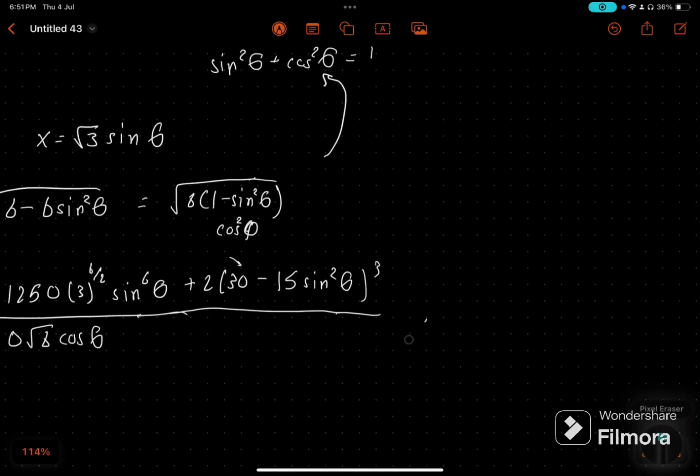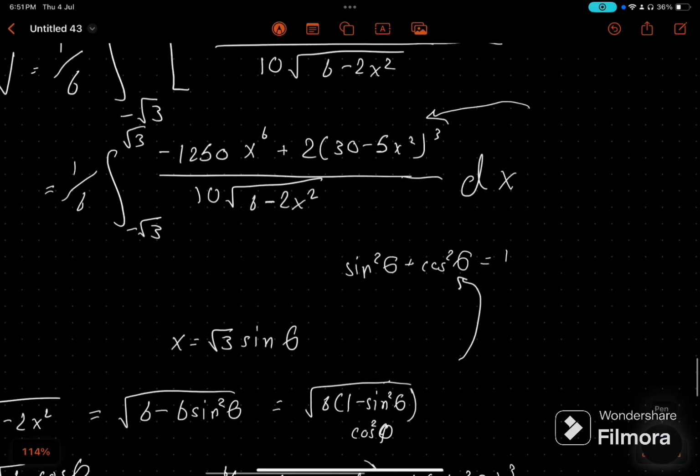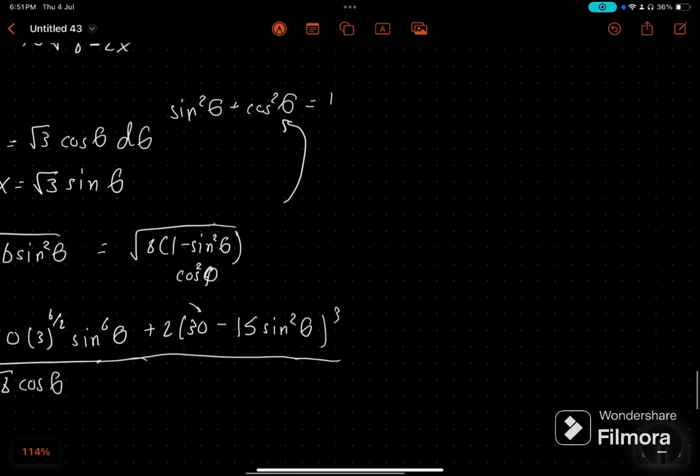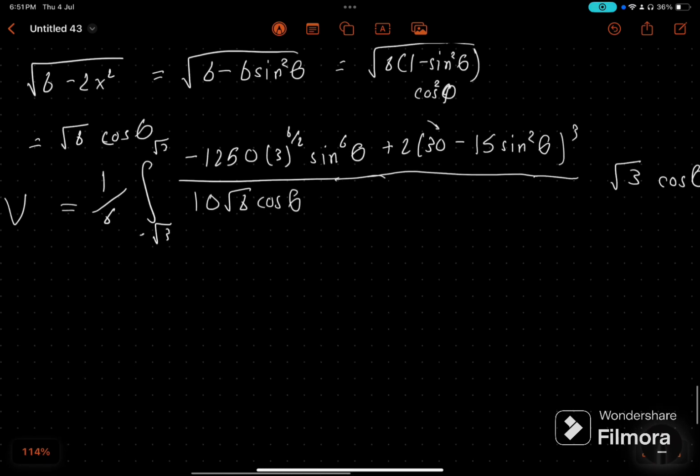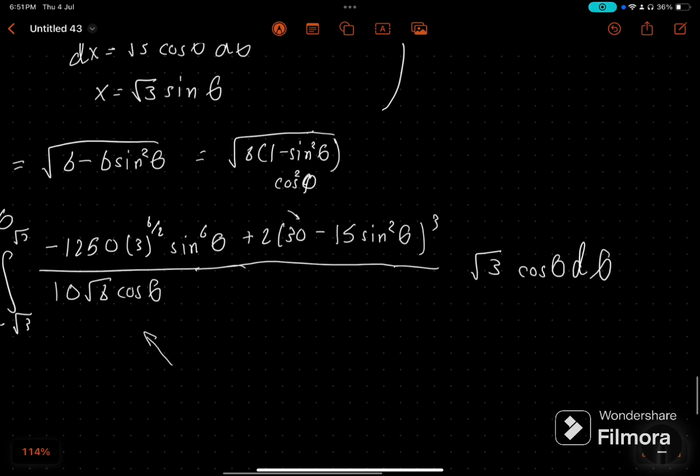Of course we need to find dx also, so dx equals root 3 cosine theta d theta. So we're going to add root 3 cosine theta d theta. Now someone can figure out how to solve this. I'm not going to do that, but if you are interested and you want to really solve this, the floor is yours. I think the most suitable way to deal with this is to do another substitution.